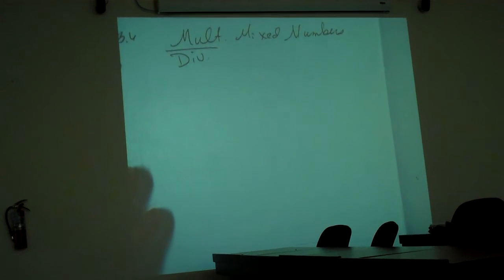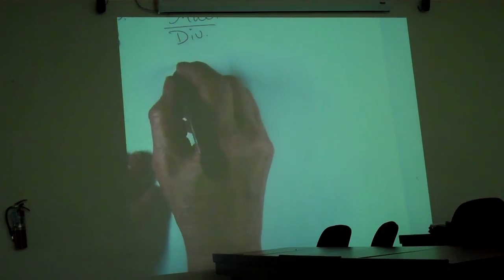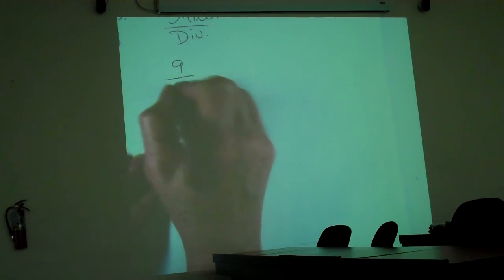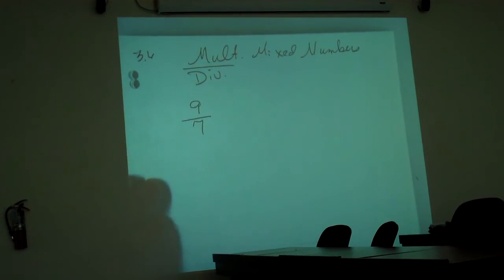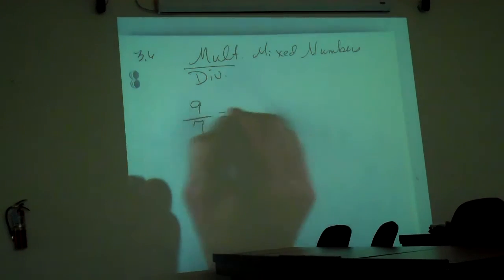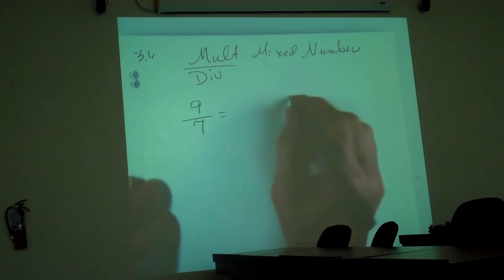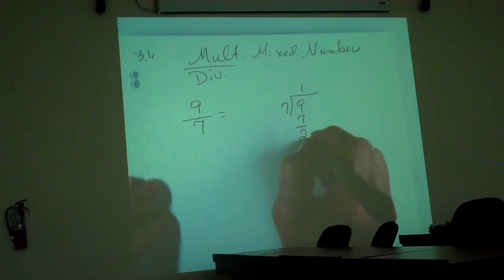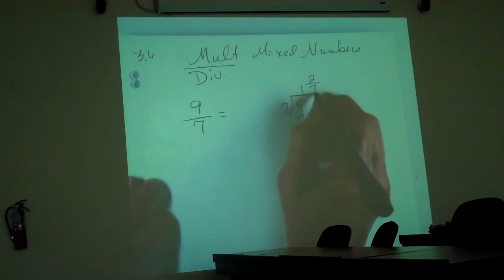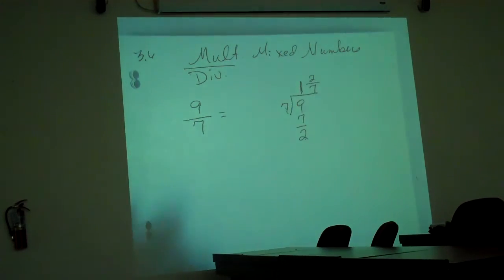Okay, some of the skills that you had to learn earlier in this chapter were changing an improper fraction, like 9/7, into a mixed number. Okay, so you had to do that. 9 divided by 7 was 1, and then 2/7. Okay, that was one skill you had there.